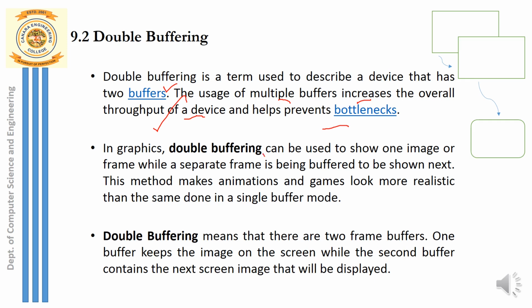Next, in graphics, double buffering can be used to show one image or a frame. So what is a frame? If I have an animation, then each image there is called a frame. Animation is nothing but a series of images, and each image is called a frame. Whenever you have to display such a series of frames, one after the other, you can keep one frame ready while another is displayed.